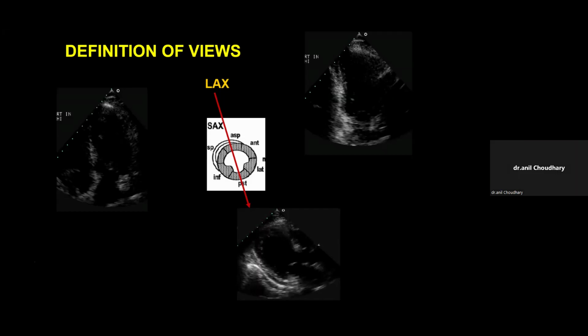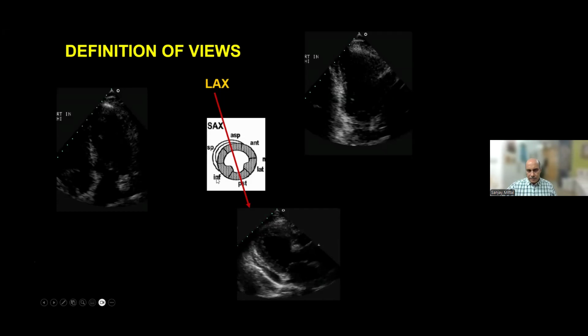Please mute yourself, please. Okay. And thereafter, as the transducer goes through the left ventricular cavity, this would be the posterior wall.